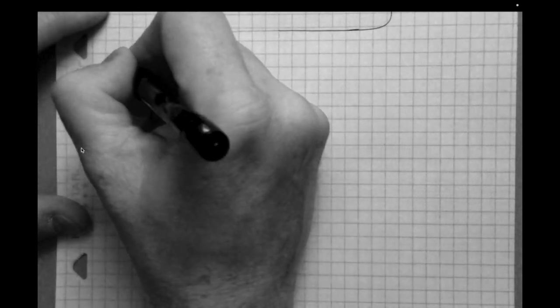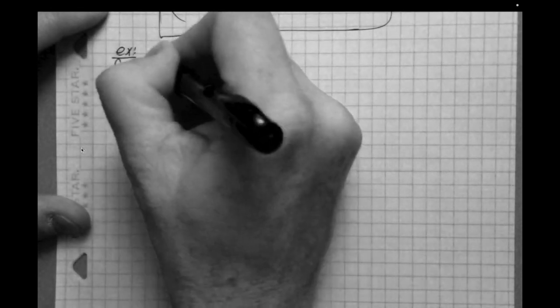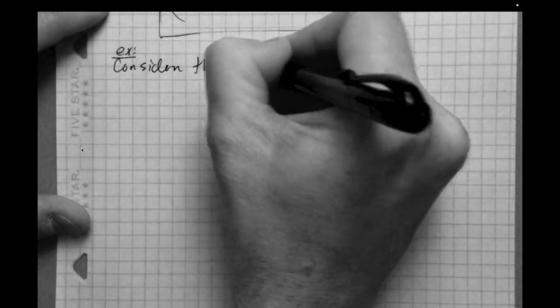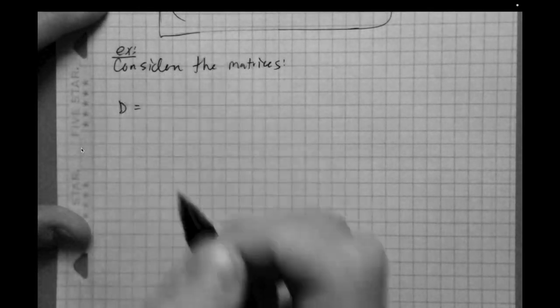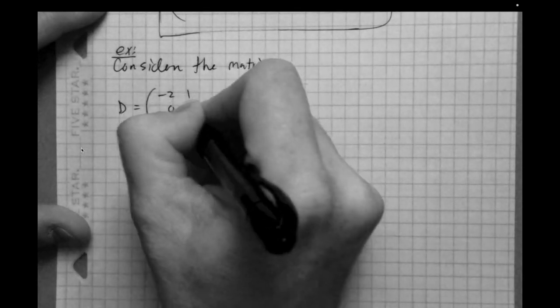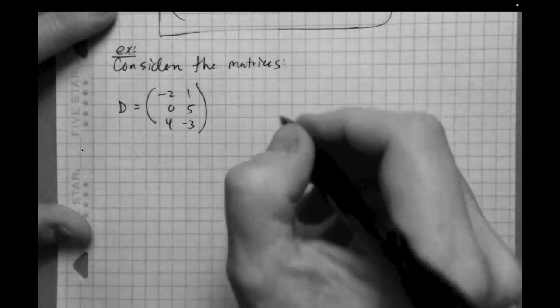I'm going to write out 5 different matrices. So consider the matrices. We're going to have D, which is -2, 1, 0, 5, and 4, negative 3. So it's a 3 by 2.